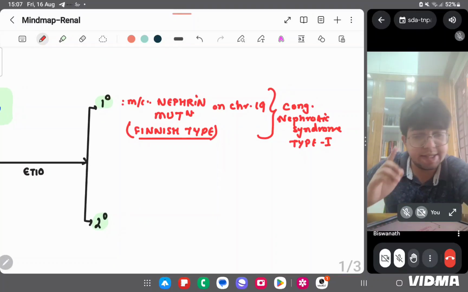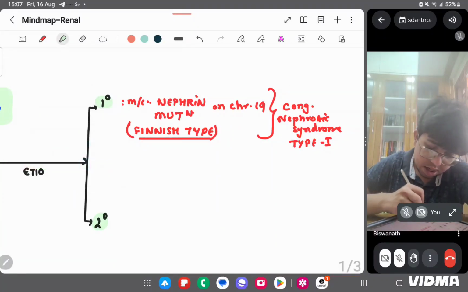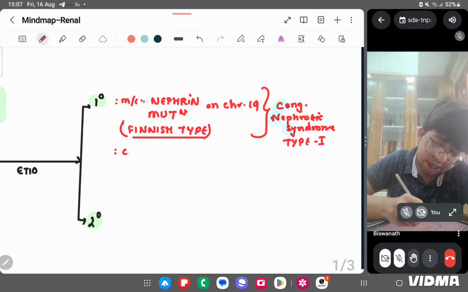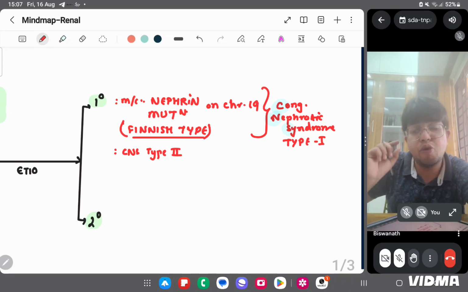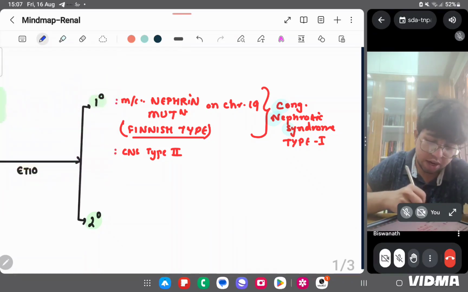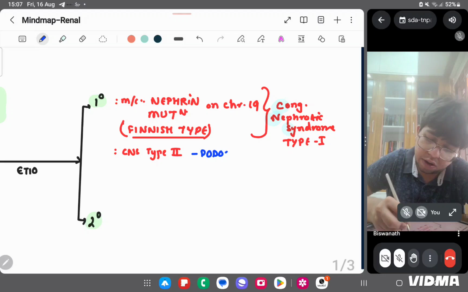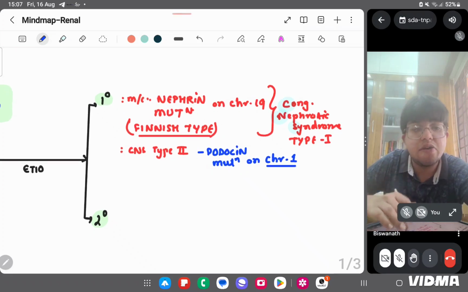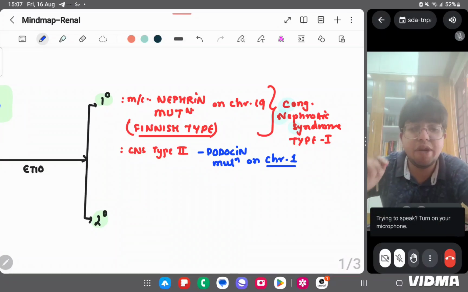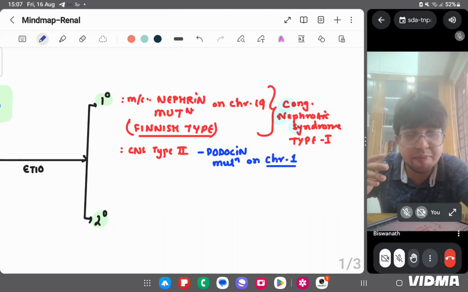Then we have something called CNS. I am writing CNS for congenital nephrotic syndrome. So we can have also CNS type 2. CNS type 2 is due to the podocin mutation on chromosome number 1. Podocin mutation on chromosome 1. Or we can have TRPC protein defect or apolipoprotein L1 polymorphism.